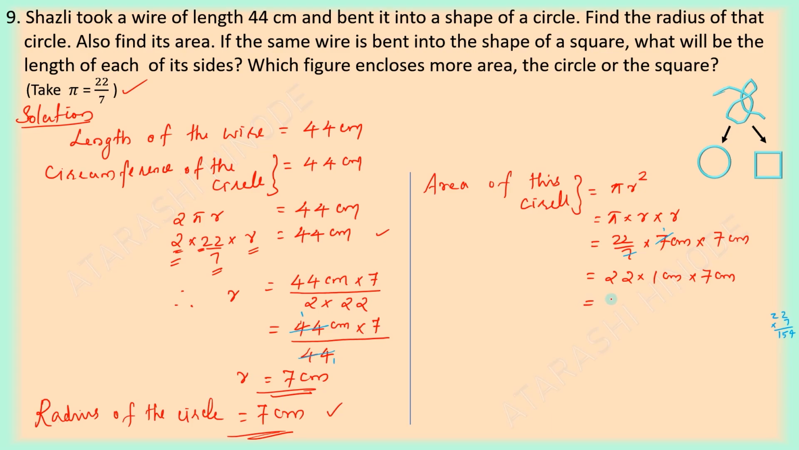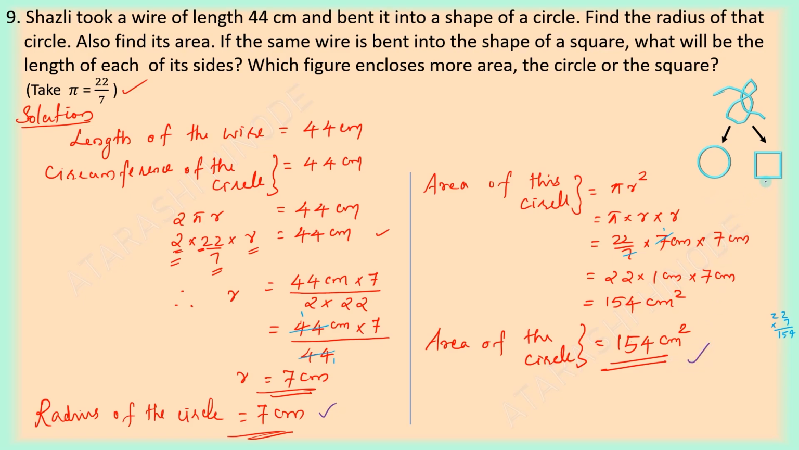That is equal to 154 centimeter into centimeter. It is centimeter square. That is, area of the circle is equal to 154 centimeter square. Here we have found the radius and area of the circle.